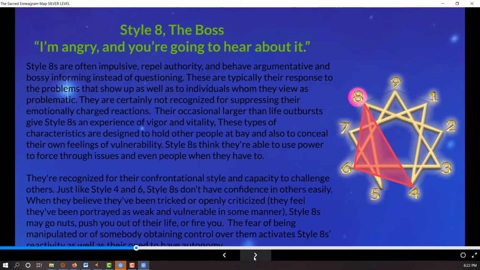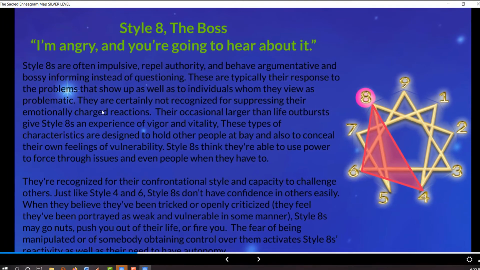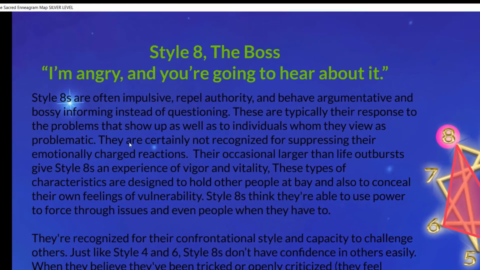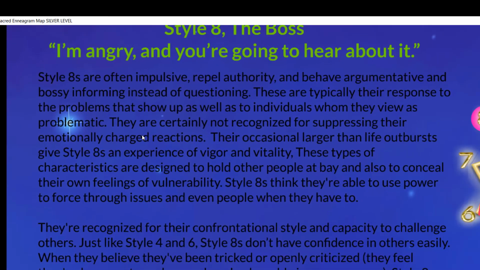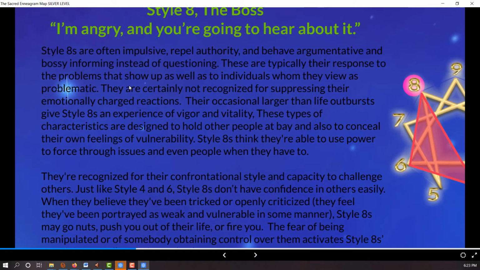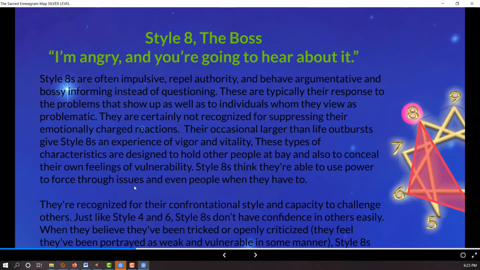And it goes into more information down here for each specific type that's in this harmonic group. And here we have style 8, the boss. And they usually say, I'm angry, and you're going to hear about it. Style 8s are often impulsive, repel authority, and behave argumentatively and bossy, informing instead of questioning. These are typically their response to the problems that show up, as well as to individuals whom they view as problematic. They are certainly not recognized for suppressing their emotionally charged reactions.